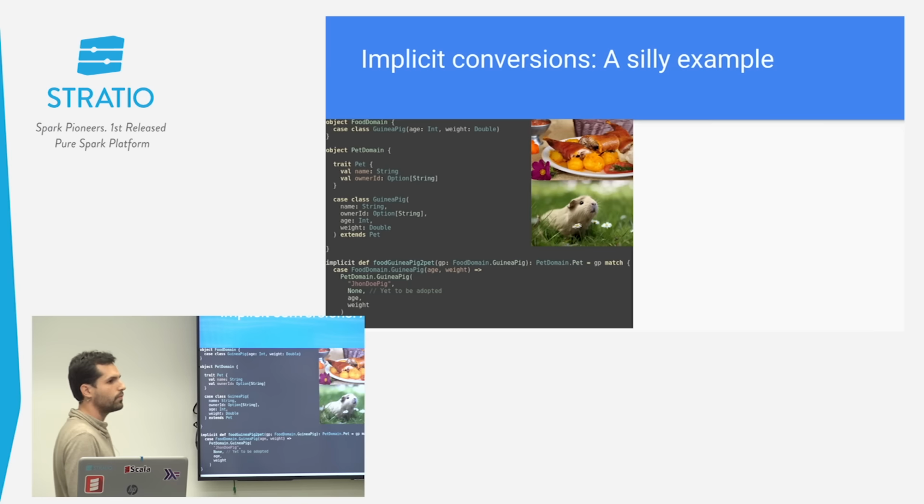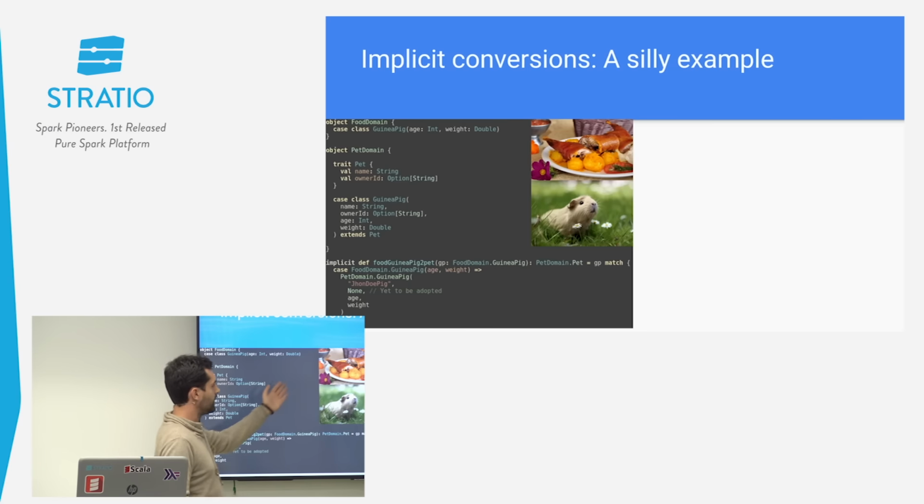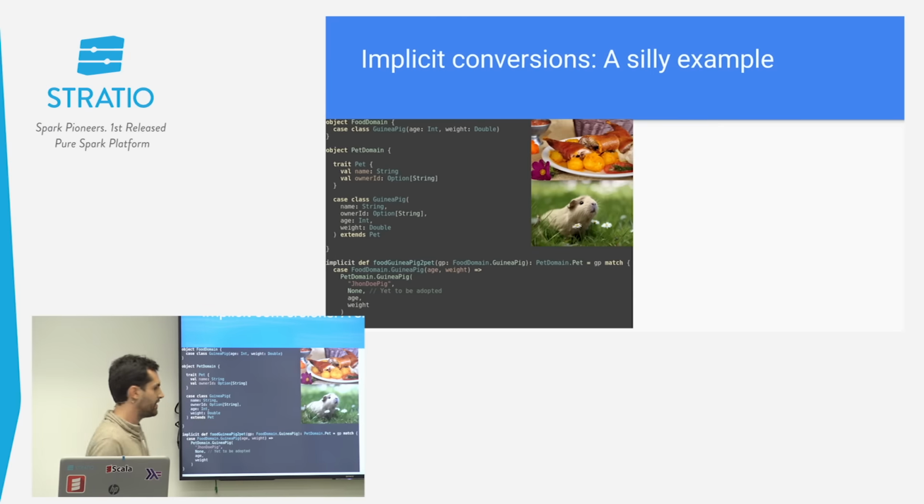And we are writing software aimed to work with these two domains together. It would be disturbing to have to keep transforming an instance of this domain into this one. So why don't we use an implicit conversion to seamlessly work with food as if we're guinea pigs? And that's the goal of this implicit conversion.